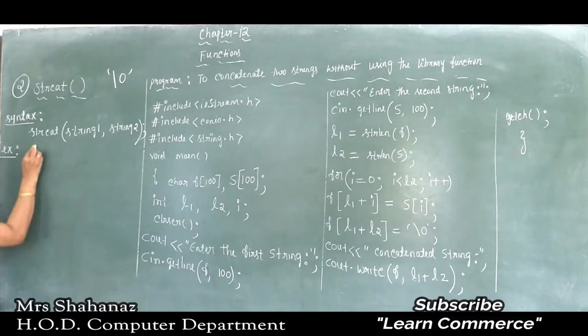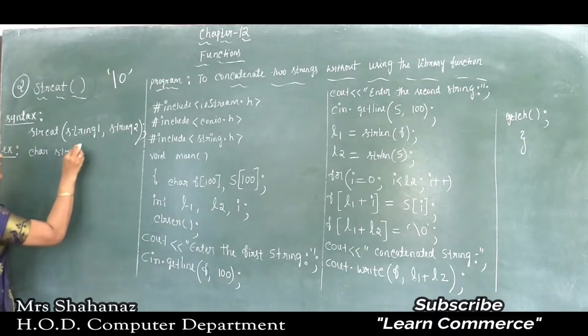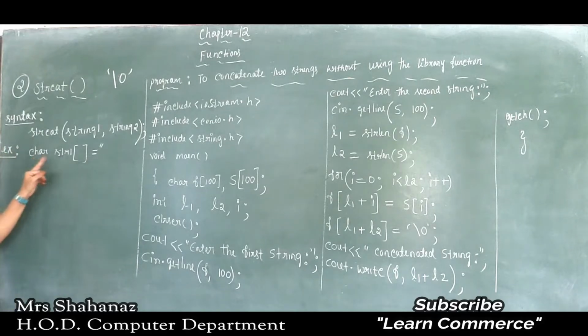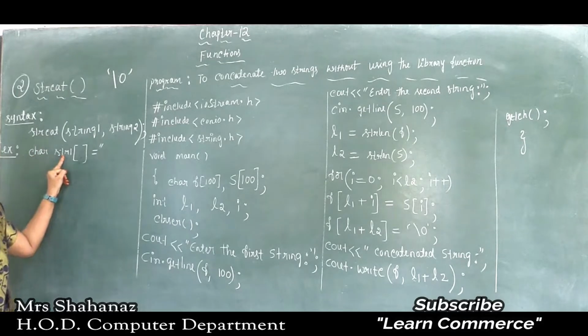So the first example: char str1. Here, whatever the string variable name is, we are going to declare it by using the data type. So I used the data type char, and this is called the string name. The string name is the name of the string variable.